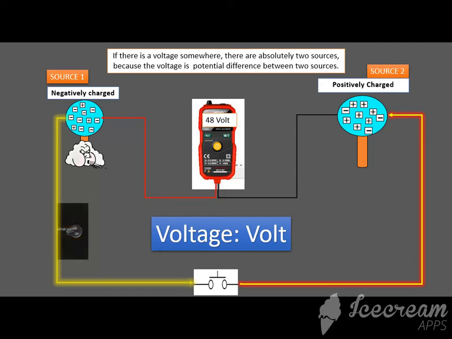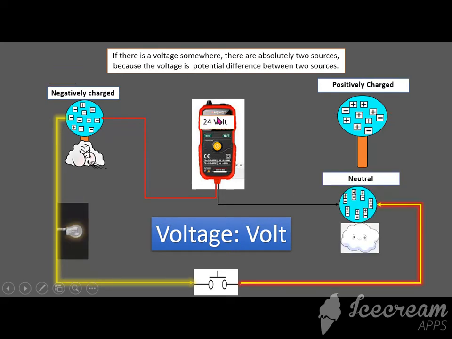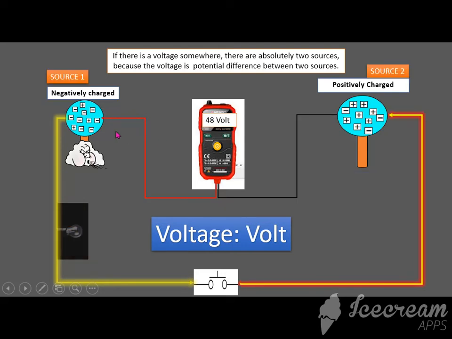But we say a potential difference between two sources. For example, on this screen, one source is a negatively charged source, the other a positively charged source. The potential difference between this one and this one is different, but the potential difference between this and this one is different. We call the situation voltage.